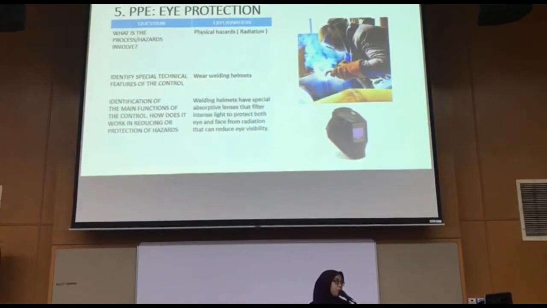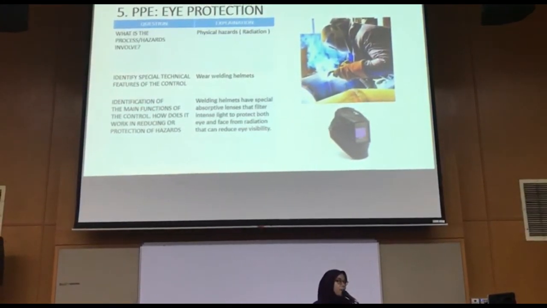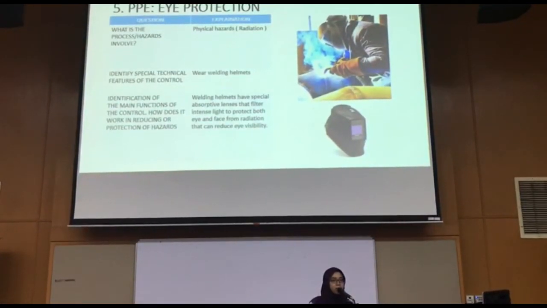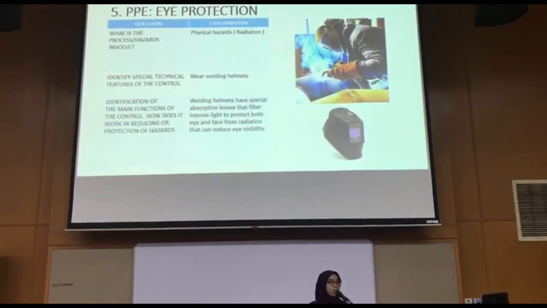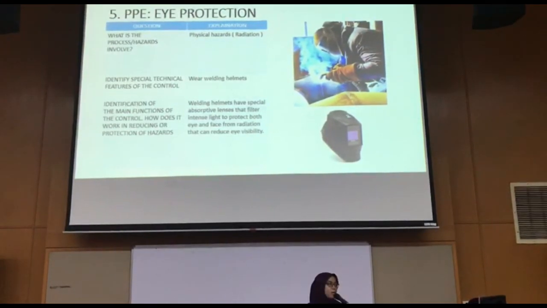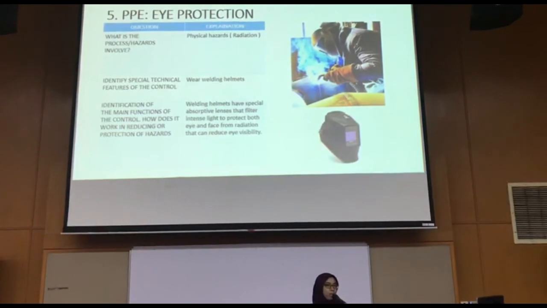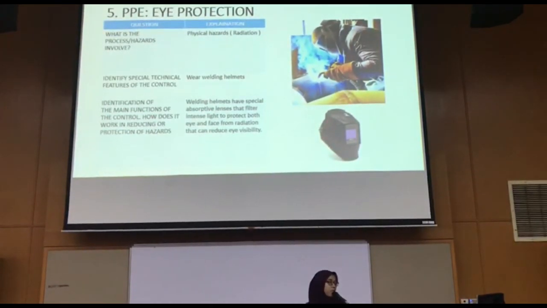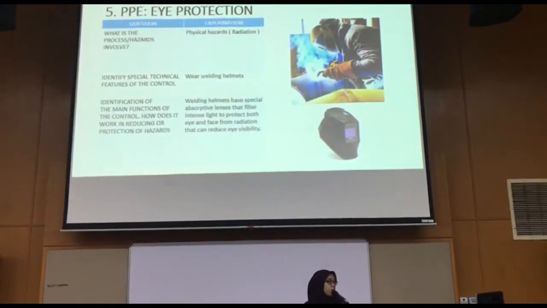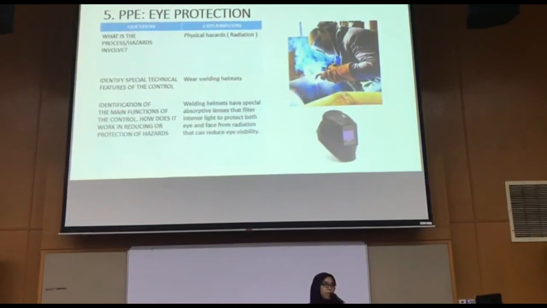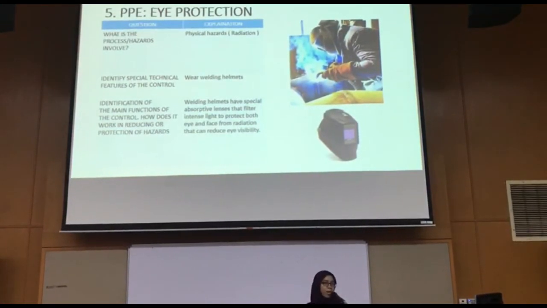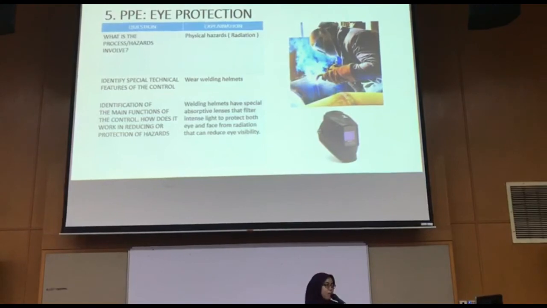Okay, first of all, the hazard involved in this example is radiation. Radiation from a welding arc can be non-ionizing or ionizing, but from a welding arc it is usually ultraviolet and infrared. So what we do is wear welding helmets, because welding helmets have a special absorptive lens that filters intense light and wavelengths, so they can protect both the eyes and face from radiation, so that our eyes will be protected from eye pain or tearing.